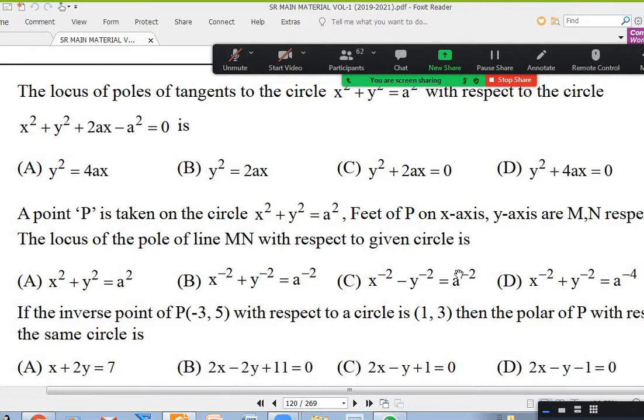Tomorrow's exam is only circles. System of circles I'm not giving because many people have not tried it so much up to there. But circles completely.